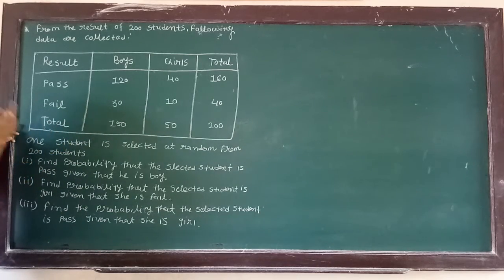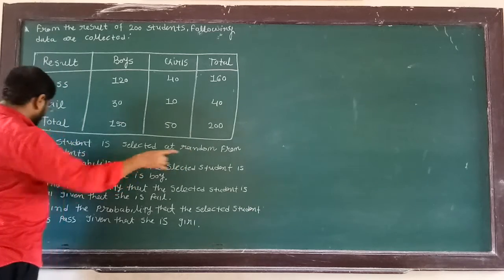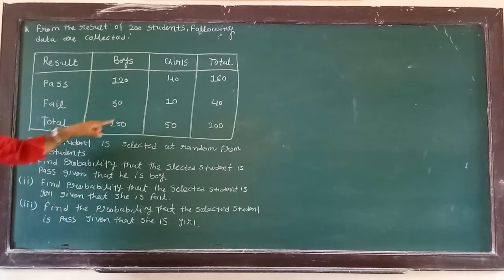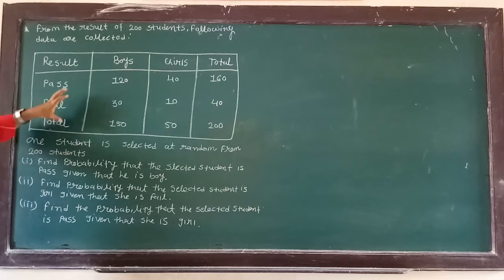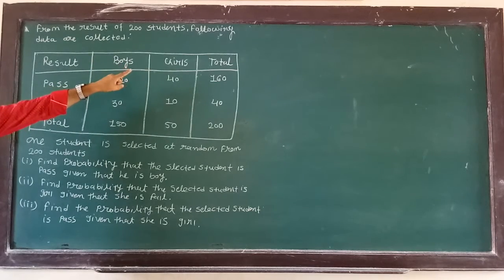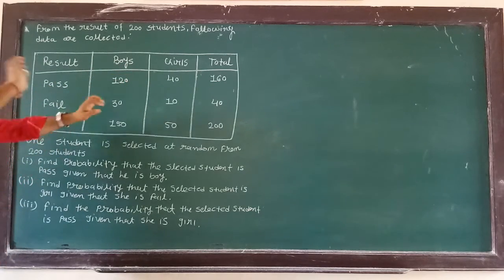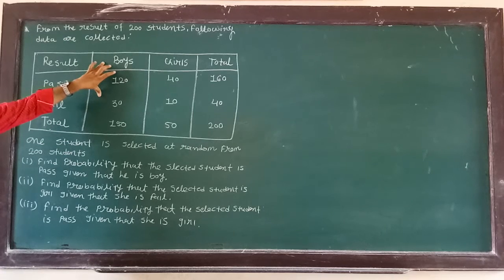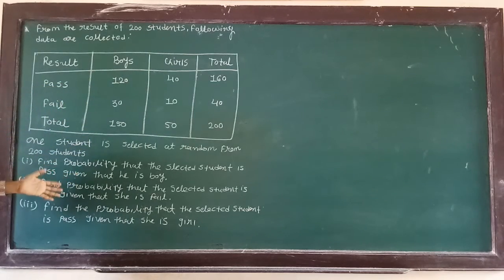Out of the 200 students, we are selecting only one student at random. Here, three conditions are given. First of all, we explain this data, or you may say this table. After that, we solve the conditions one by one. First of all, we use alphabetical symbols so that it can be solved very easily.